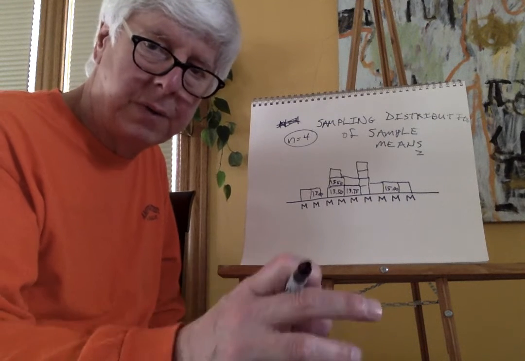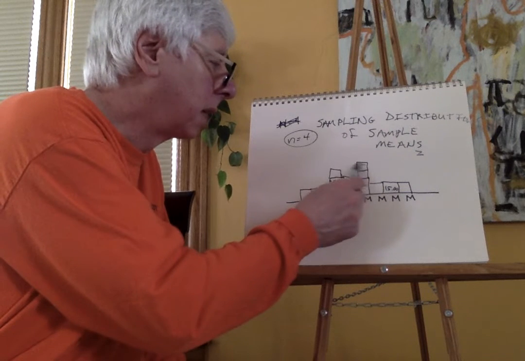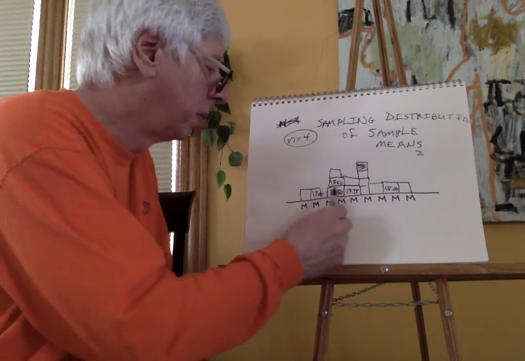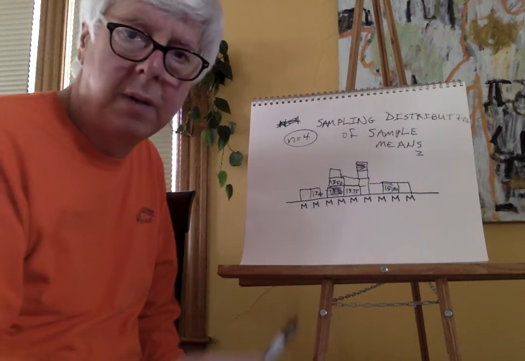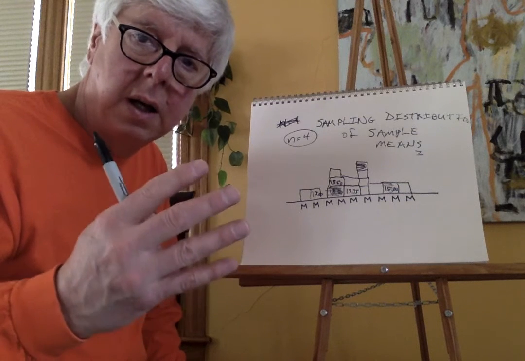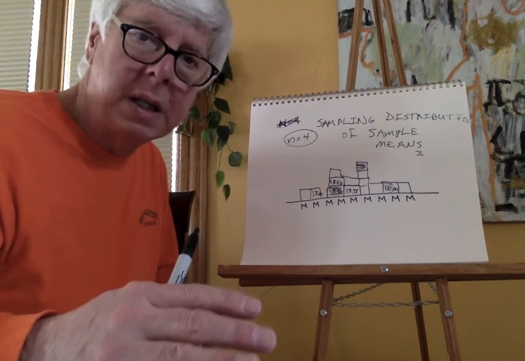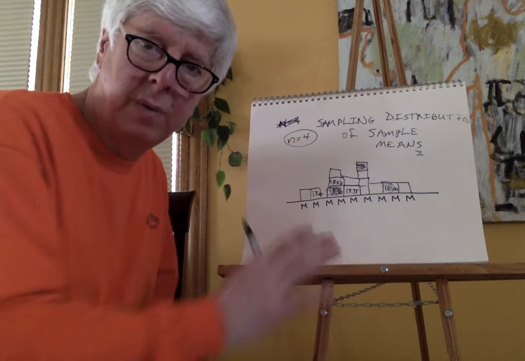Get those numbers, find the mean. Each sample is represented by one block. Here's a sample, here's a sample, here's a sample, okay? So each group of 4 blocks, we calculate the mean. The mean is what goes on here, okay? Everybody with me?